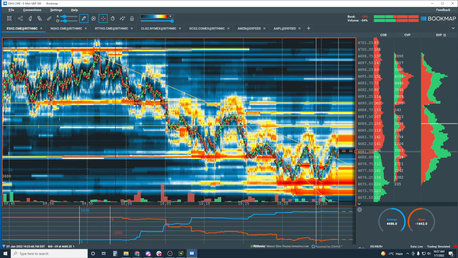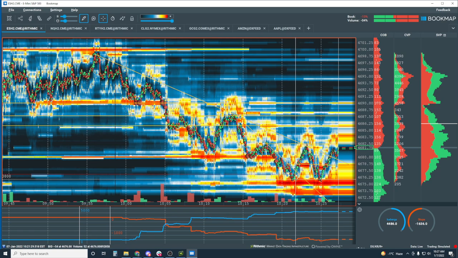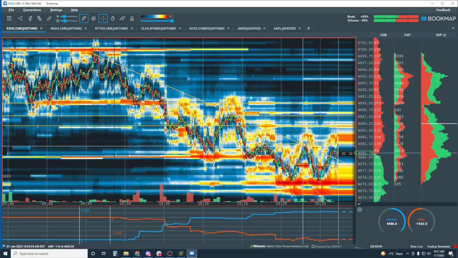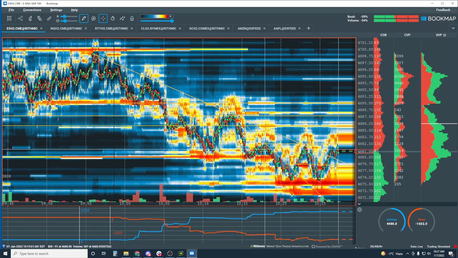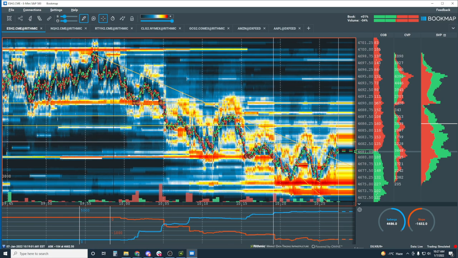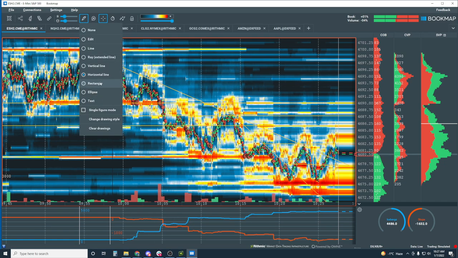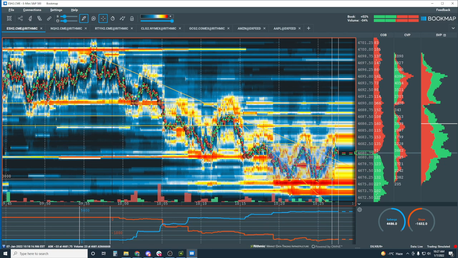However, you can see that we made an equal low here and an equal high here. So our structure is going from downtrend to sideways right now. Now we're going to look at the order flow within this double bottom pattern and this structure. Let's just outline it. This structure here.